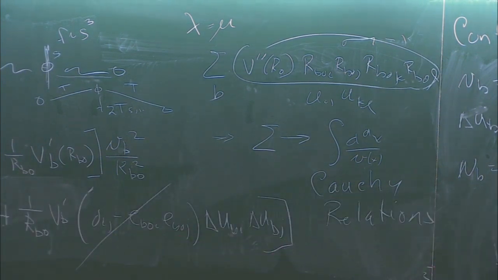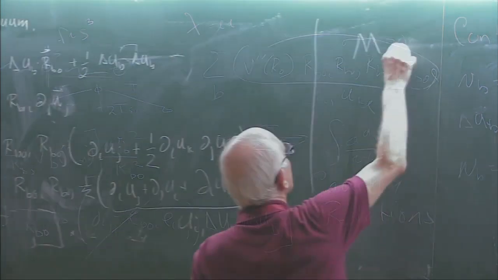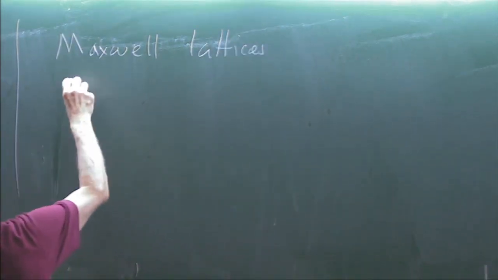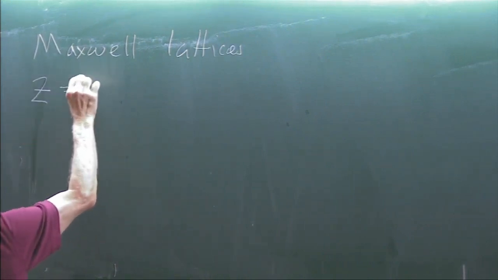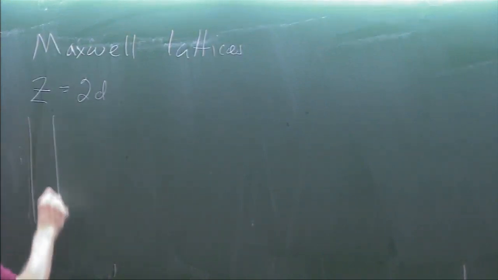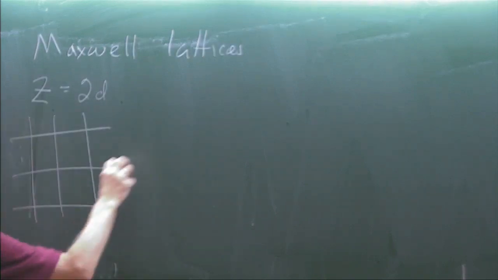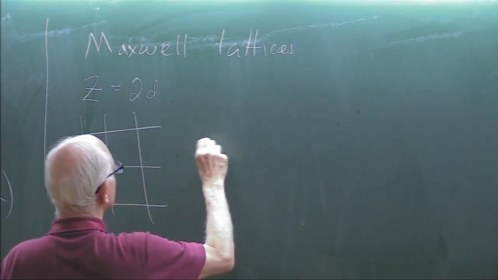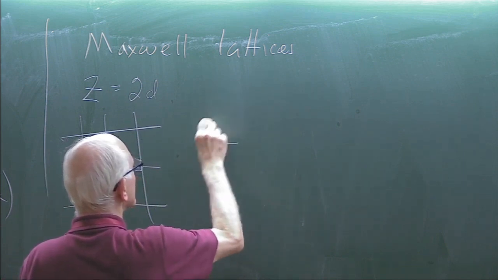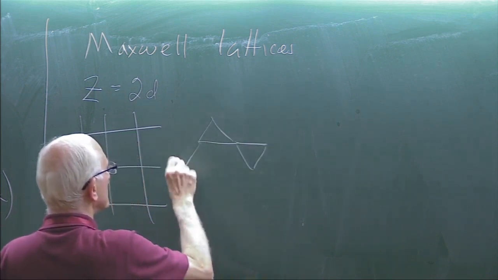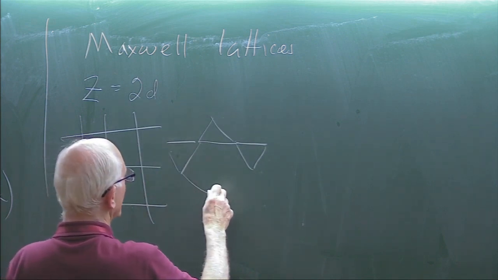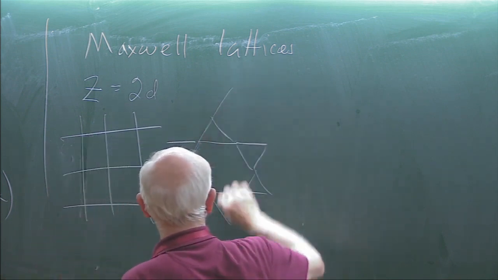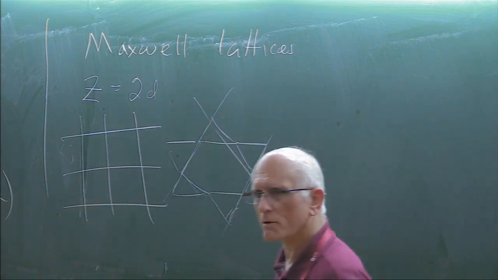So I want to move now to the Maxwell lattices, which we discussed in the colloquium. You'll recall that these are lattices in which the average coordination number is twice the dimension, and the canonical examples are the square lattice or the Kagome lattice, which is always difficult to draw. That gets repeated again and again. You have these straight lines like this and like that. And we had the pyrochlore lattice and so forth.